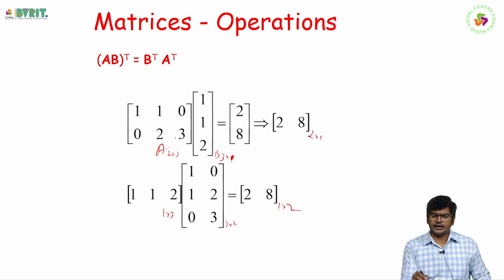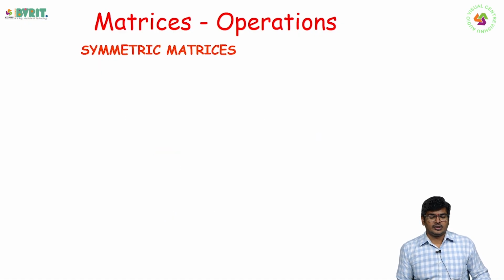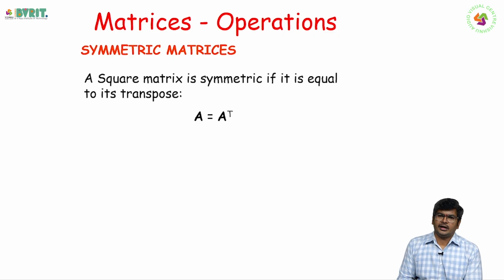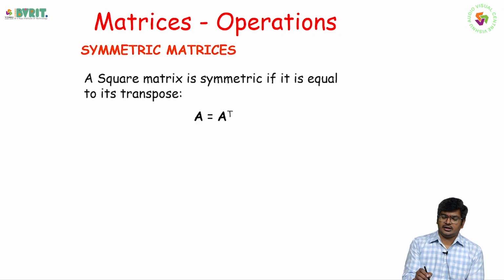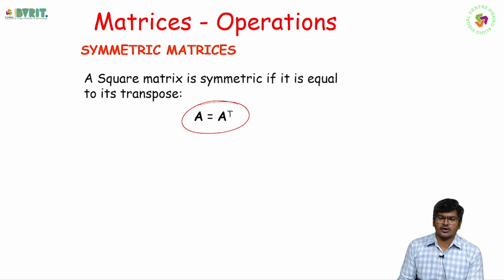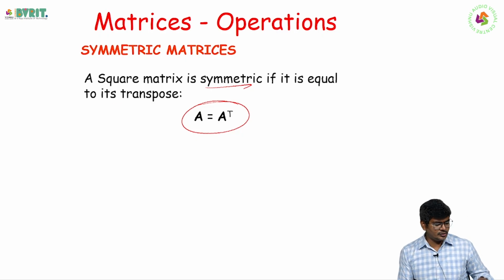A into B, we get 2, 4. And B transpose into A transpose, 2, 4. Both are equal. Symmetric matrix. What is a symmetric matrix? A square matrix is said to be symmetric if A transpose equals A. If A transpose equals A, that type of matrix is called symmetric.